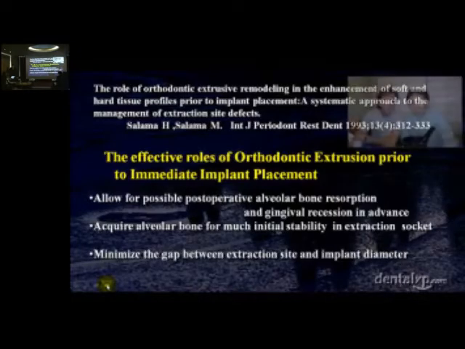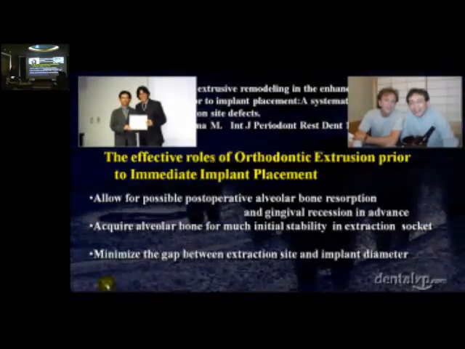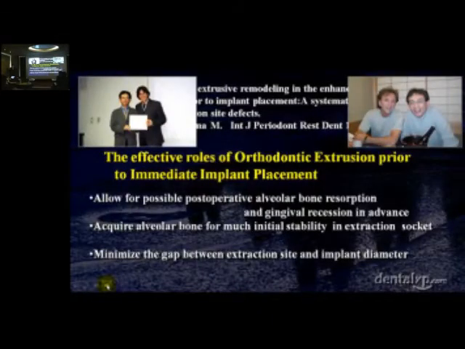In my clinical treatment, I recommend orthodontic extrusion for Japanese patients for immediate implant placement. Advantages of orthodontic extrusion are to minimize postoperative alveolar bone resorption and gingival recession, and to help obtain sufficient bone volume at the apex for primary stability. Another advantage is to minimize the gap between the implant diameter and the extraction socket.